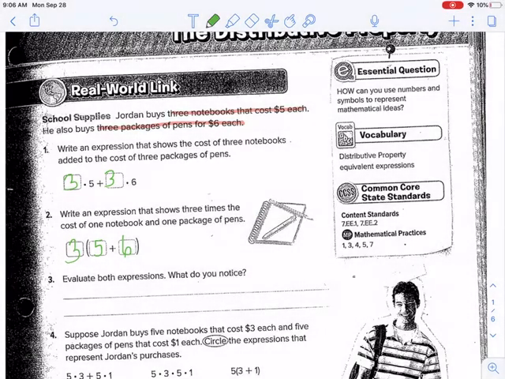This one would be 15 plus 18, and this one would be 11 inside times 3 outside, or you could do 3 times 5, 3 times 6, which was what we did up on number 1. Both of those are going to give us $33, which are the same.